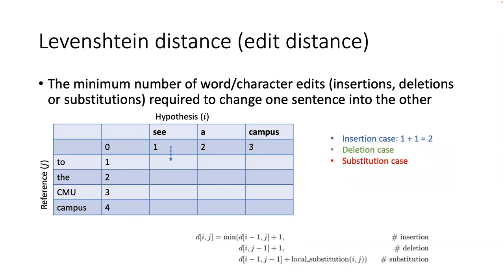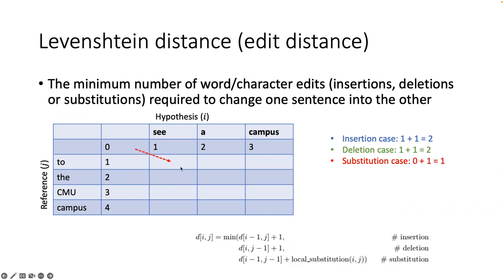So the first case is the insertion case. You see this arrow, yeah. So in this direction, we will have additional insertion errors. So if we go in this direction, it goes to 1+1=2. This corresponds to the first term of the equation. And the second case, the deletion case, goes in this direction. In this case, the error is 2.